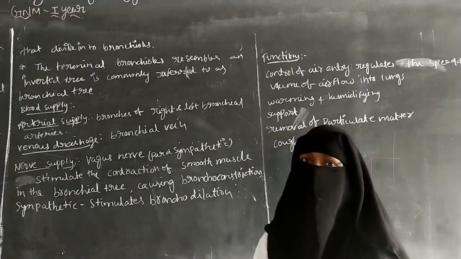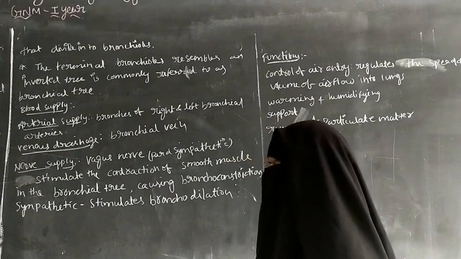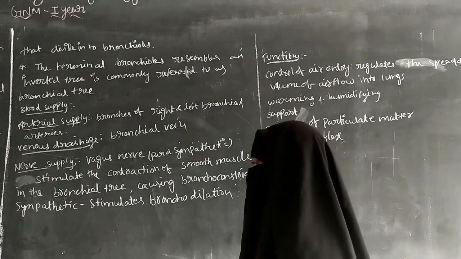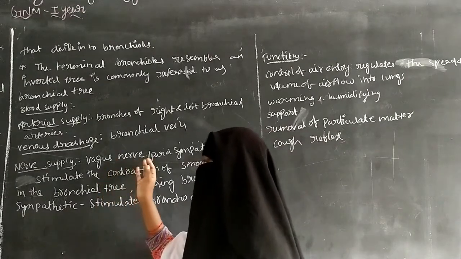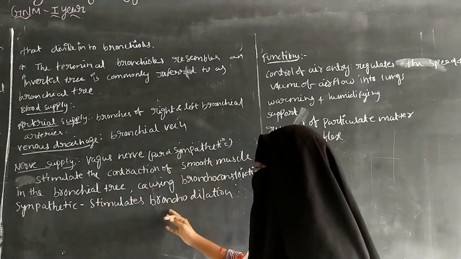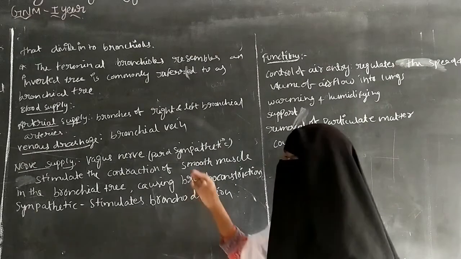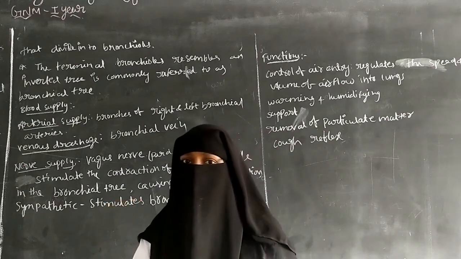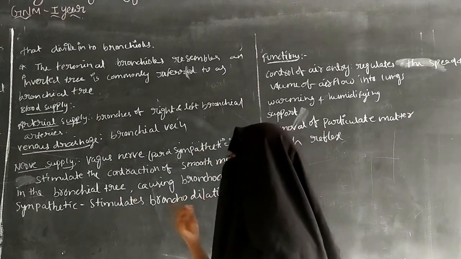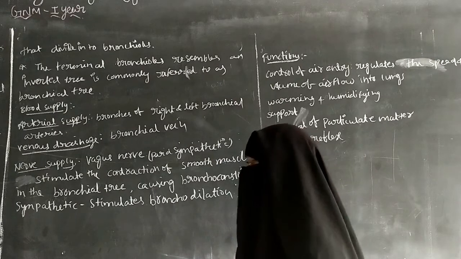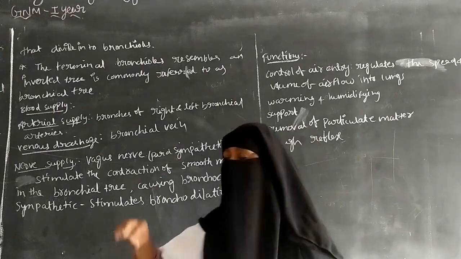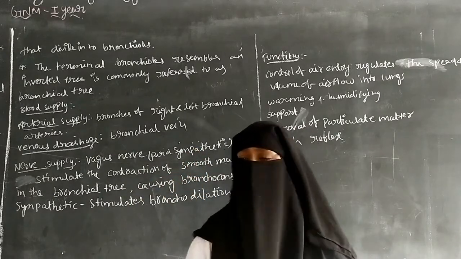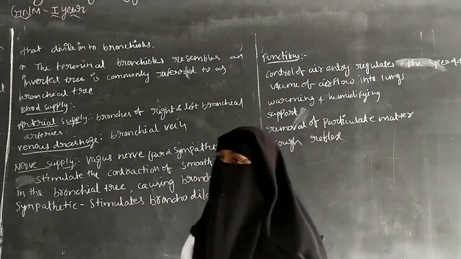The vagus nerve is the 10th cranial nerve, and it stimulates the contraction of smooth muscle in the bronchial tree. The vagus nerve includes the parasympathetic and the sympathetic. In this vagus nerve, the parasympathetic nerves stimulate the contraction of the smooth muscles in the bronchial tree.